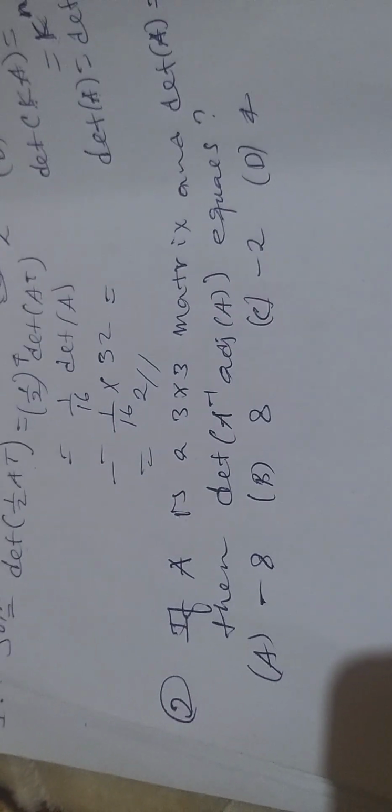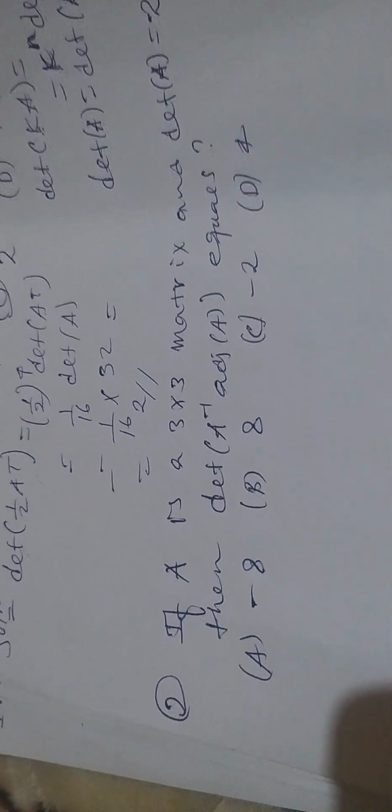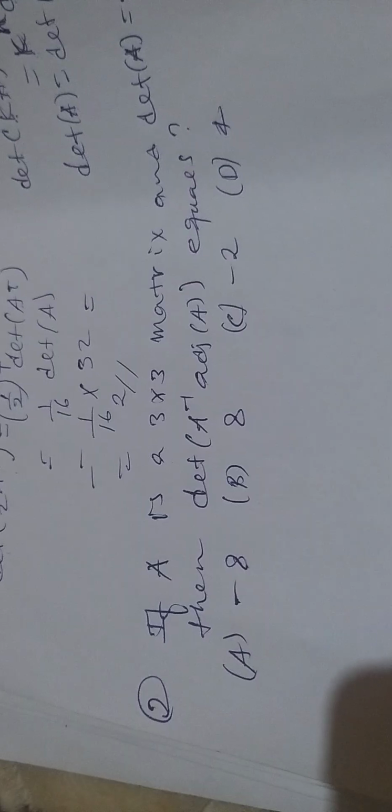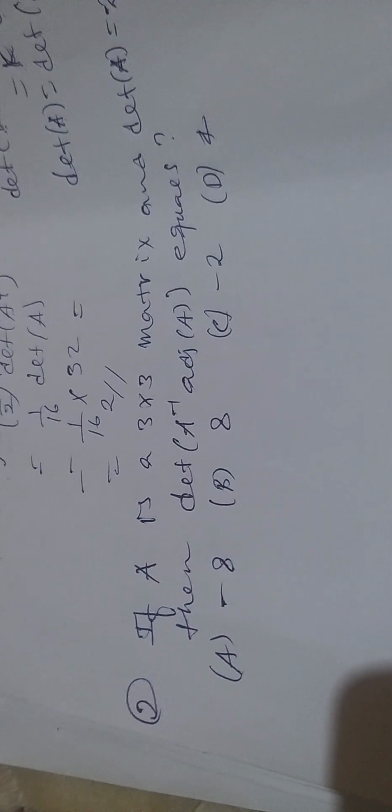Go to question number 2. If A is a 3 by 3 matrix and the determinant of A is negative 2, then the determinant of A inverse adjoint of A is equal to what? So how can we solve this one? Solution.